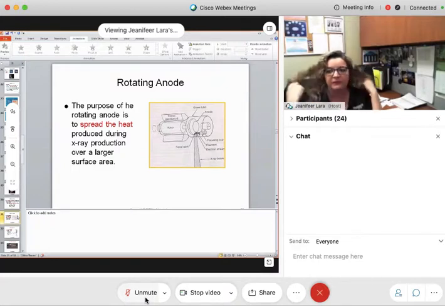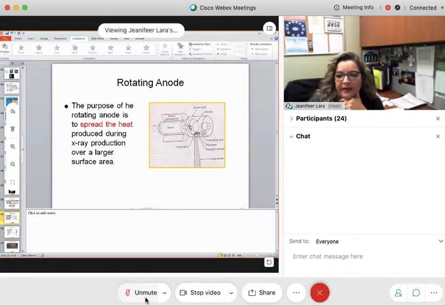So I found this image and I thought it was very good. Here we have the X-ray tube. We have the stator positioned around the X-ray tube through the rotor, right? The rotor is attached to the anode disc. We know on the anode disc, there is a focal track.